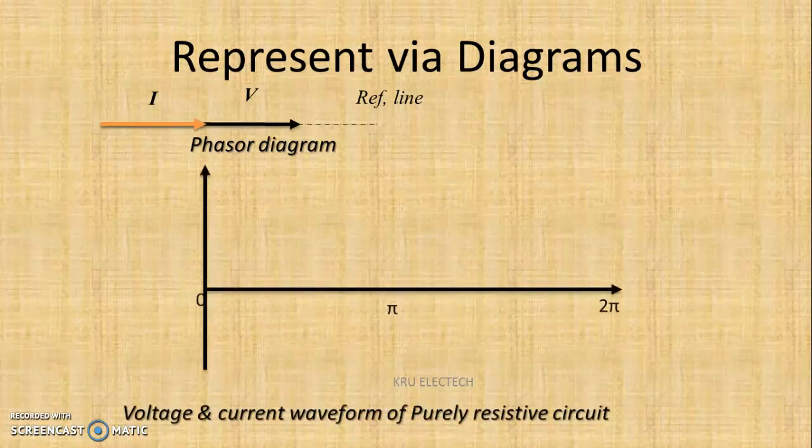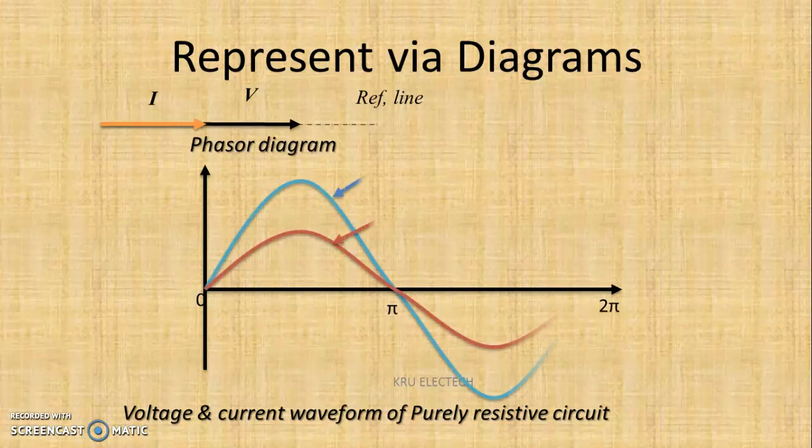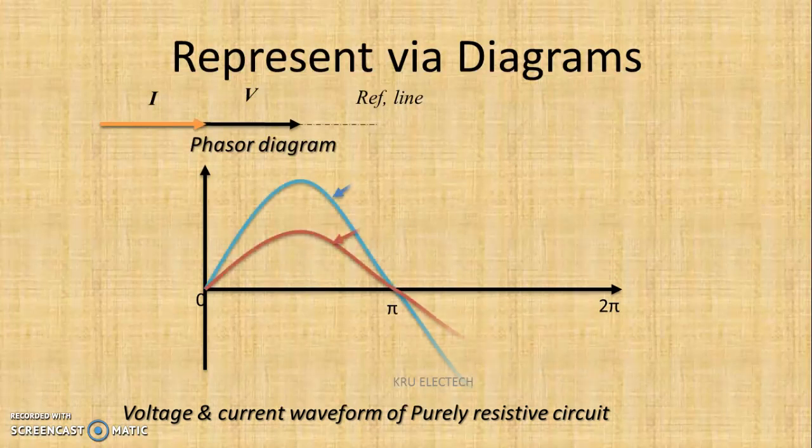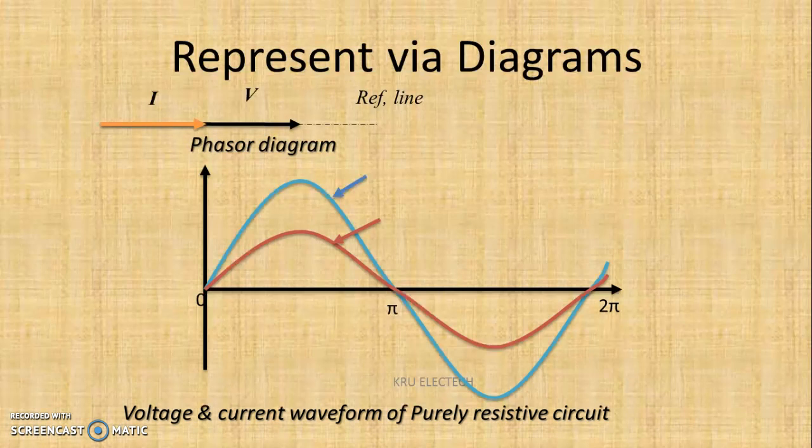Now let us see how the current and voltage are formed. This is the voltage and current waveform for the purely resistive circuit. Both start from 0, both maximize at pi by 2, both are again 0 at pi, and the cycle is completed at 2 pi. If some difference were there, the current would be somewhat behind the voltage, but in this case both start from 0, maximize at a fixed place, and minimize again at a fixed place. So there is no angle difference.